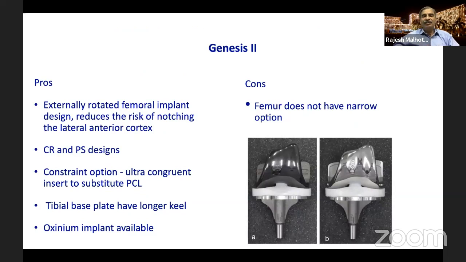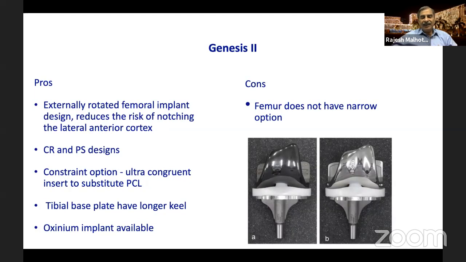Now, let's talk about another knee, which is the Genesis 2 knee design. Now, the pros are it has an externally rotated femoral component, so you don't externally rotate your cut. Their posterior cuts are equal, so there is no risk of notching of the anterolateral cortex.